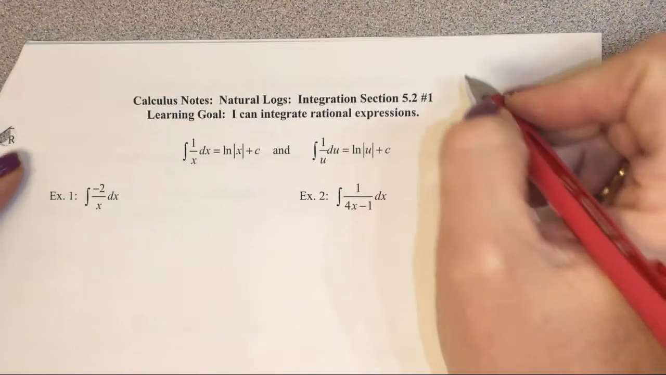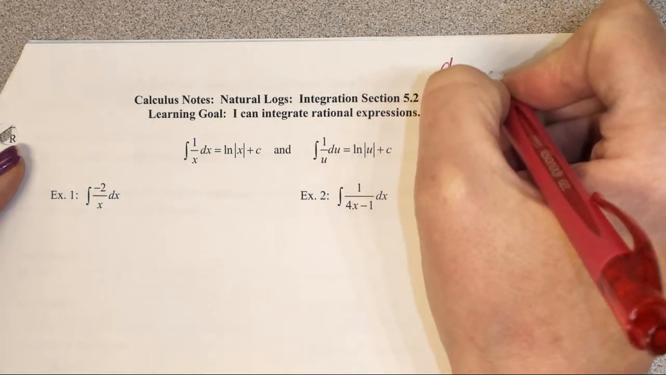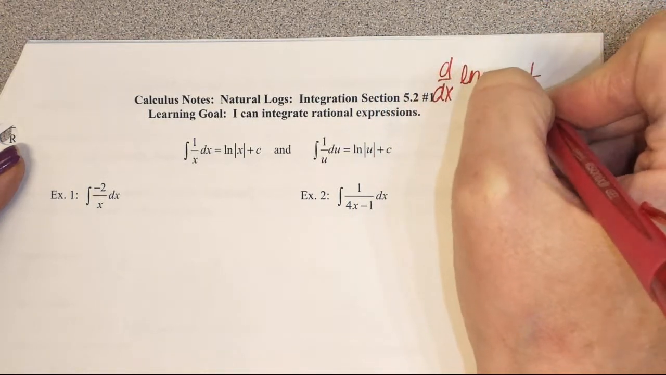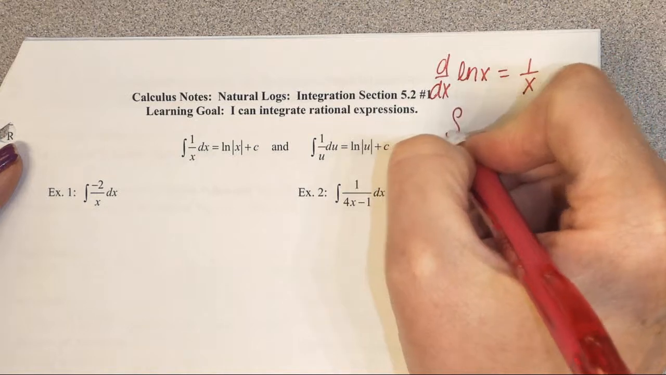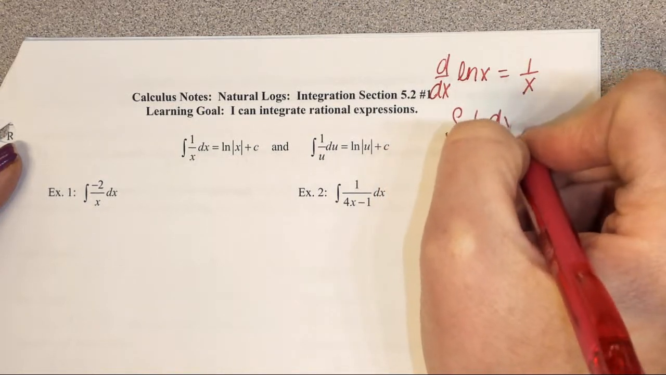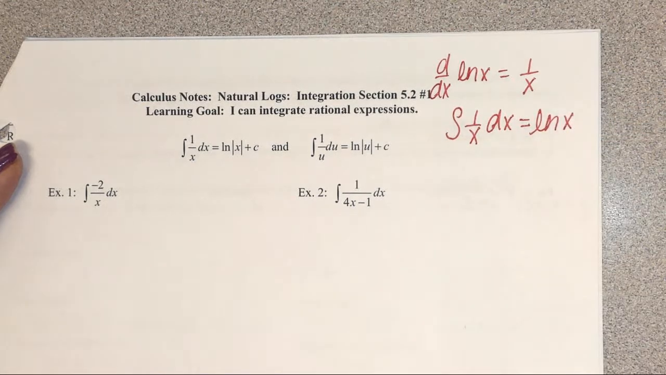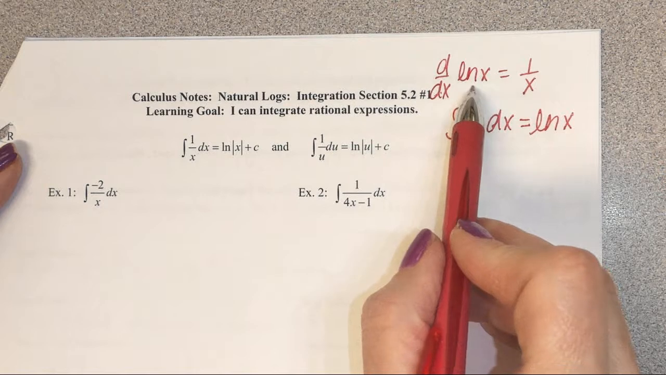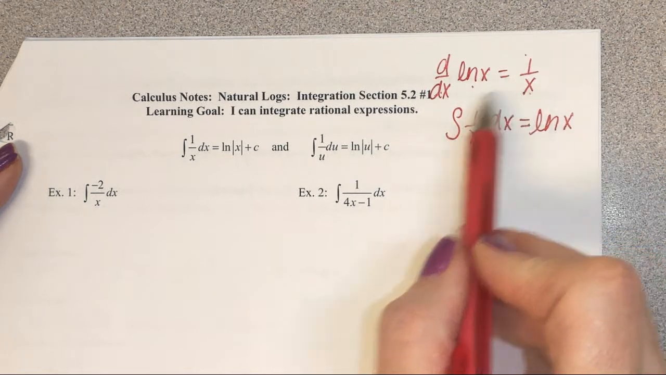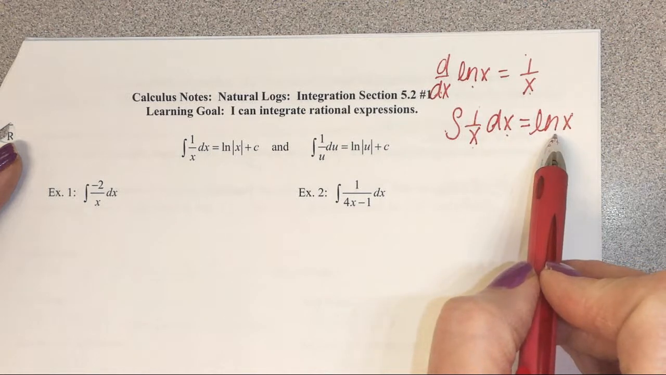So if you think about it, if we know that the derivative of ln of x is 1 over x, that's our derivative, right? We all know that by now. Then you should know that the integral of 1 over x is going to be the natural log of x, right? That should make total sense. If the derivative of natural log of x is 1 over x, then the integral of 1 over x is going to be natural log of x.